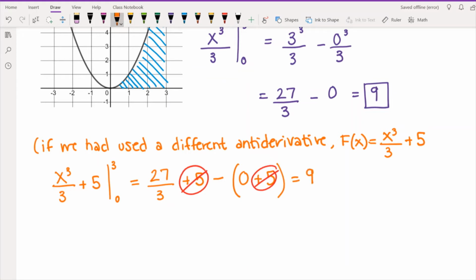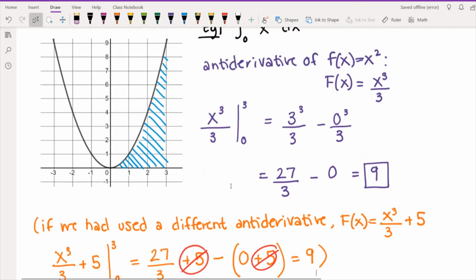So my point here is that if you were to use a different antiderivative, because you're using the same antiderivative when you're plugging in both of these values, if you have any extra c, it's just going to cancel out. So you might as well just never include a c. Just choose the antiderivative with c equal to 0.